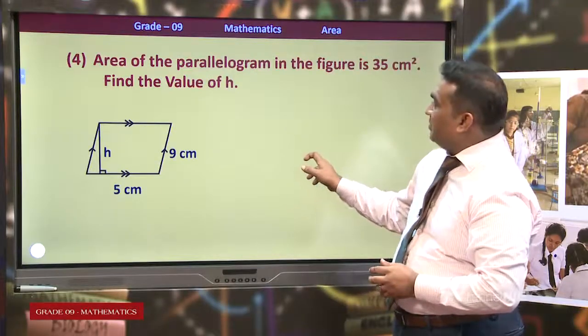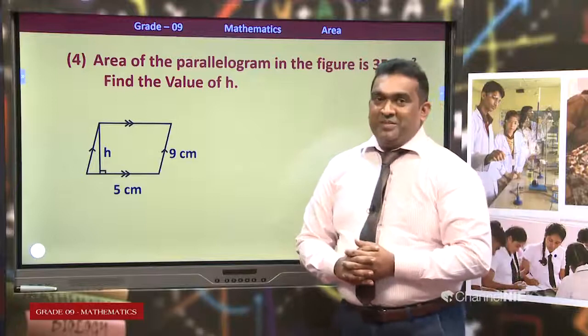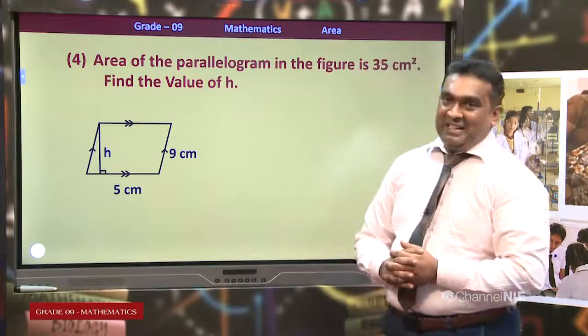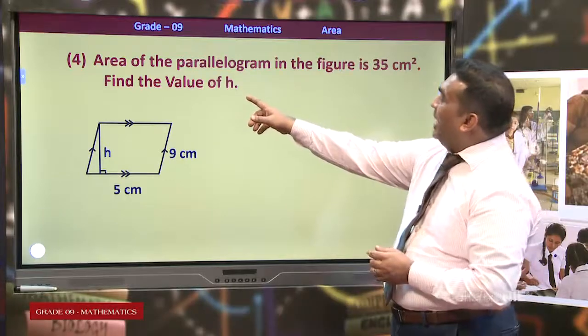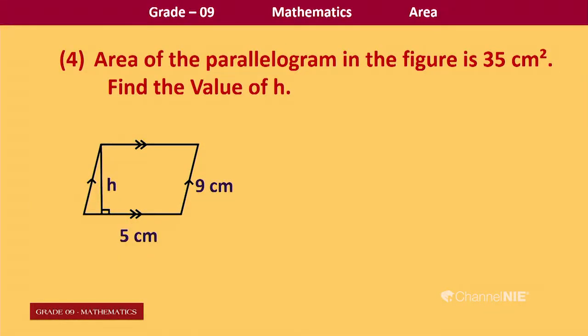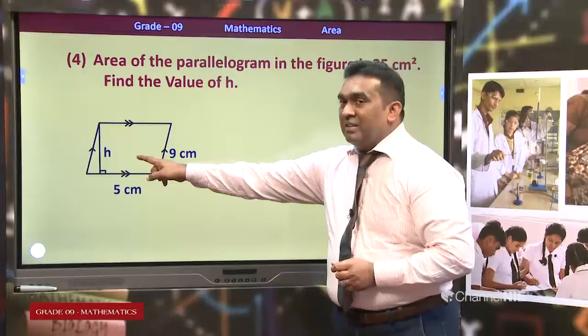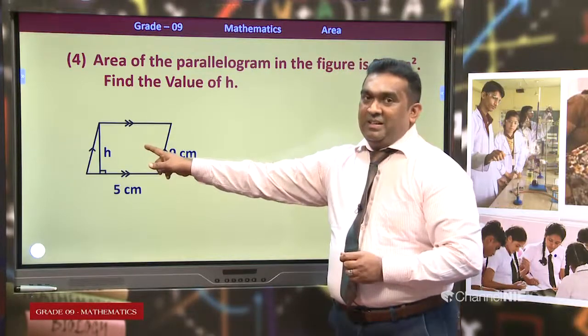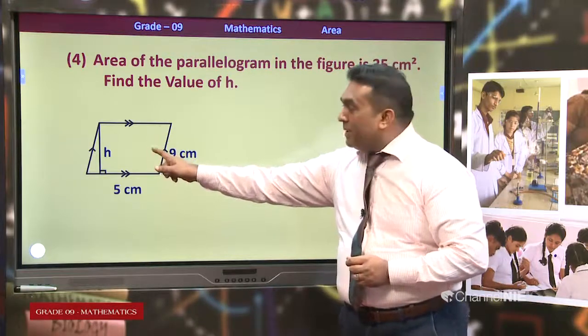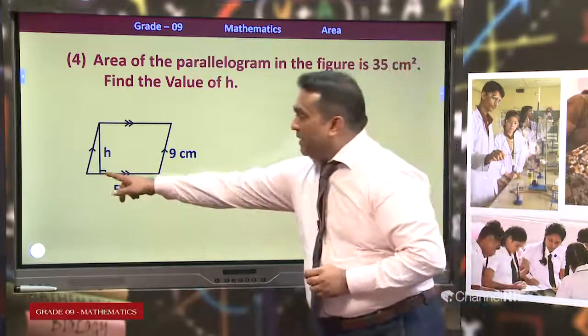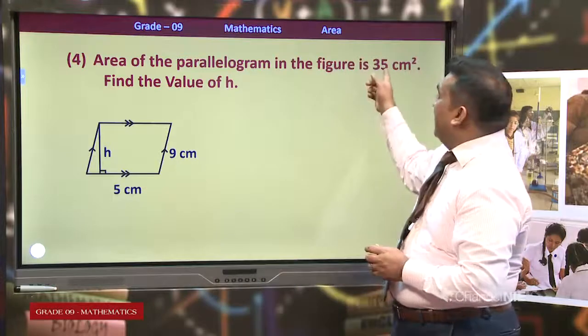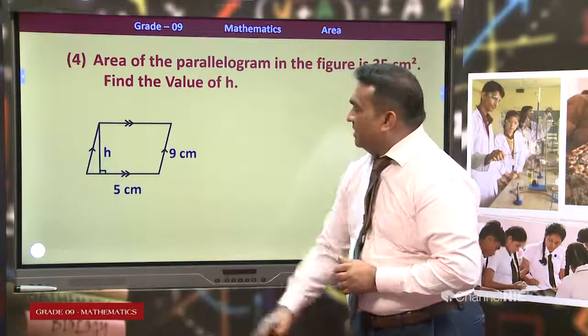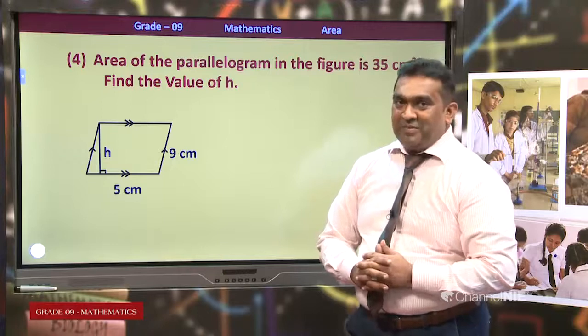Then, different question, different mathematical skill. Now you have area of the parallelogram in the figure is 35 square centimeters. Find the value of h. They ask about, my children, they ask about perpendicular height. If you want to find the perpendicular height, what do you have? Base and area. This 9, useless value there, right?